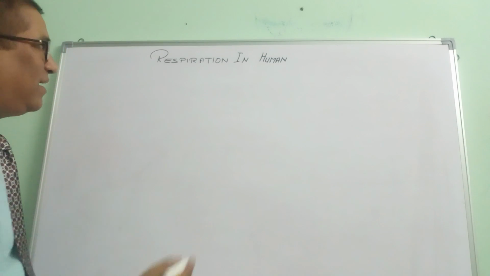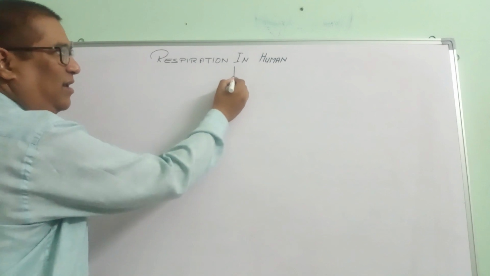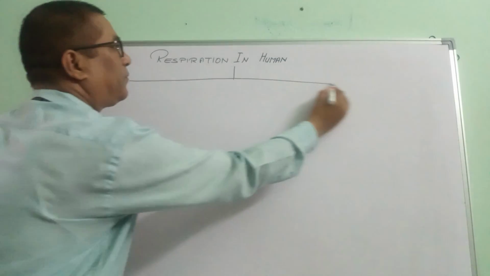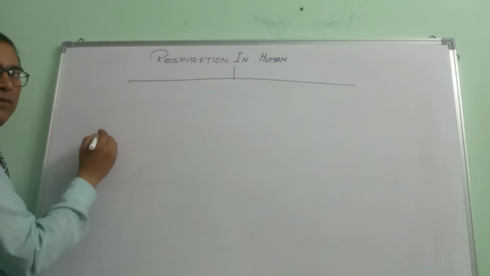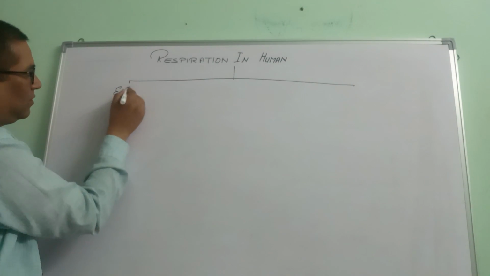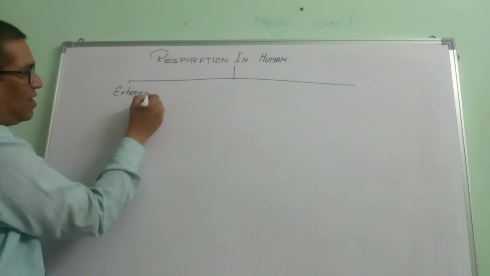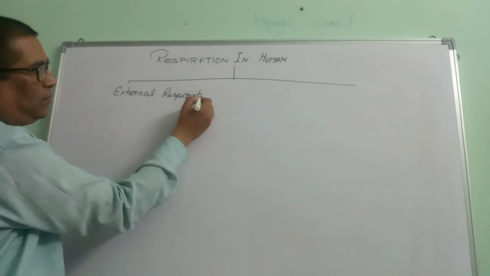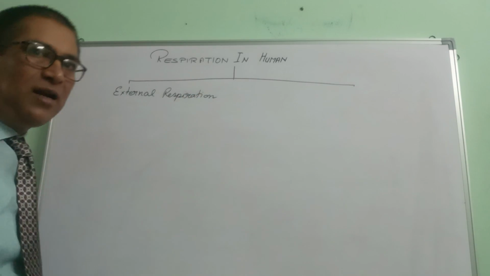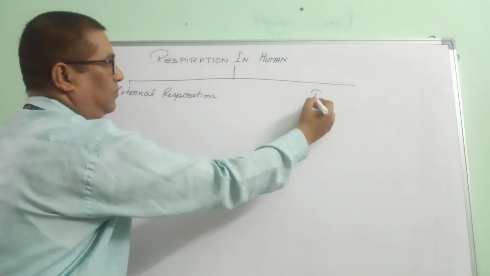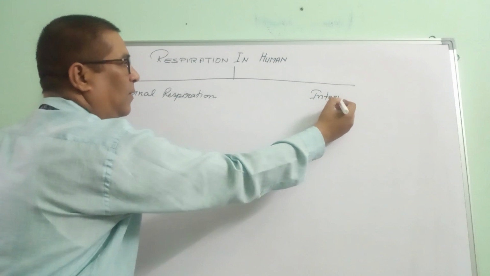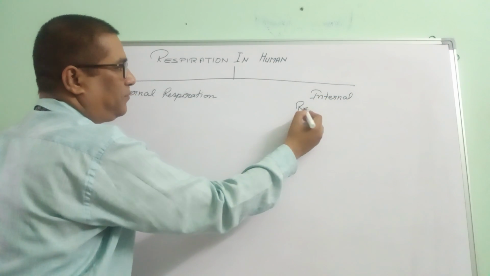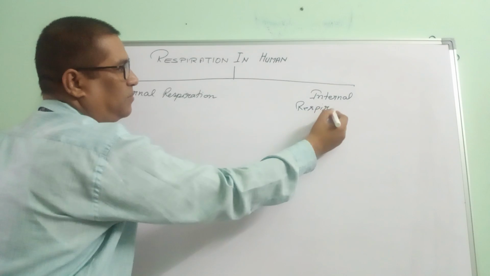Now, the respiratory system in human beings is basically categorized into two. Number one, external respiration, and second one is internal respiration.